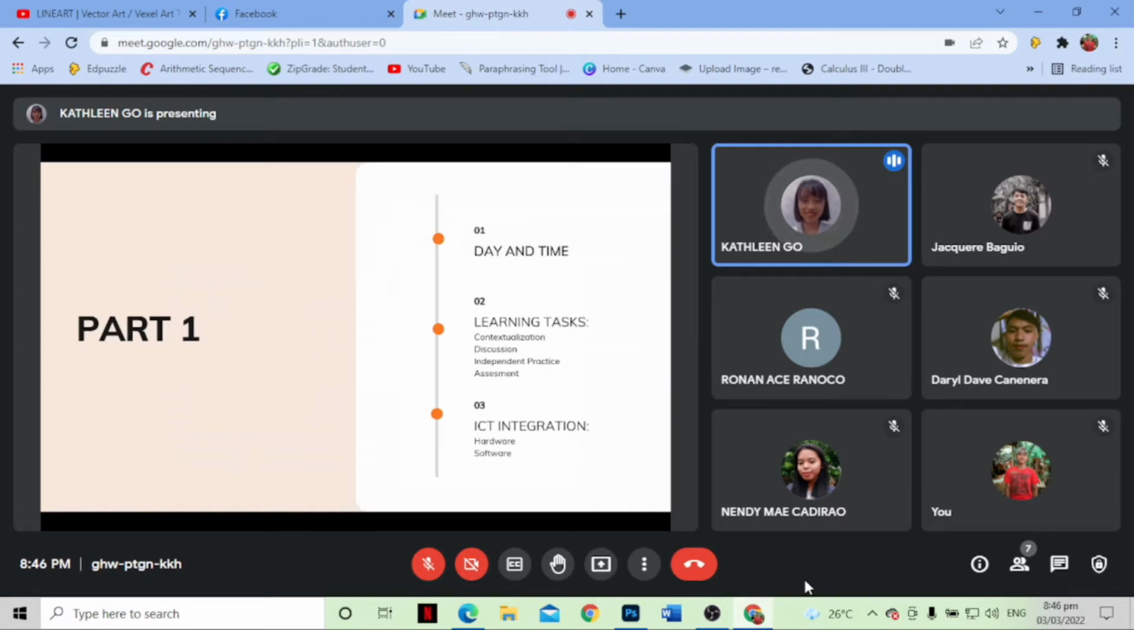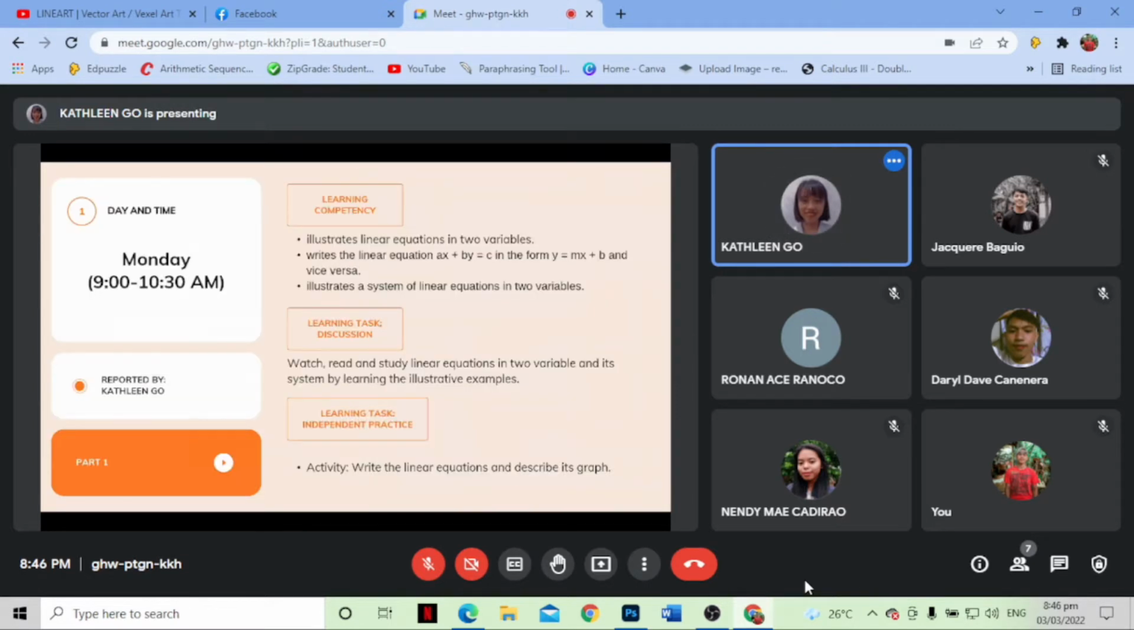For part 1, our agreed time would be 9 to 10:30 a.m. And for the Monday schedule, the learning competency is: illustrates linear equations in two variables, writes the linear equations ax + by = c in the form of y = mx + b and vice versa. Illustrates a system of linear equations in two variables.